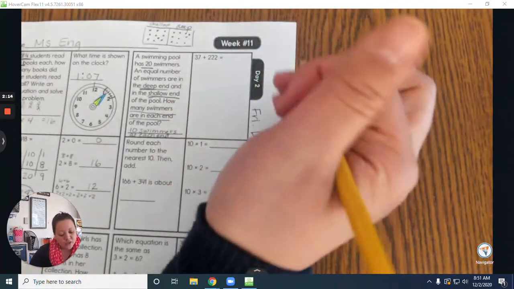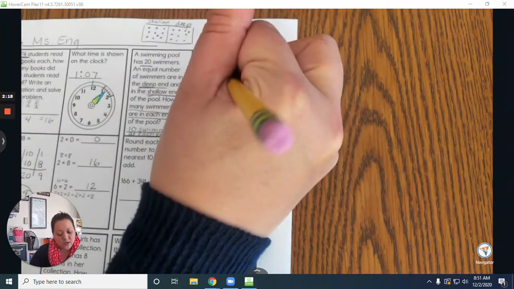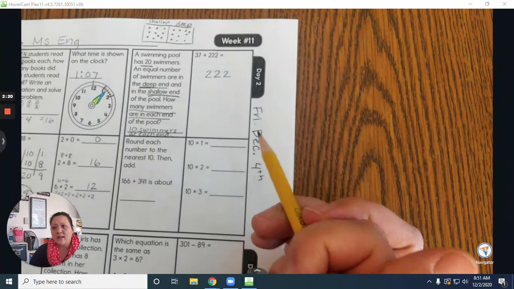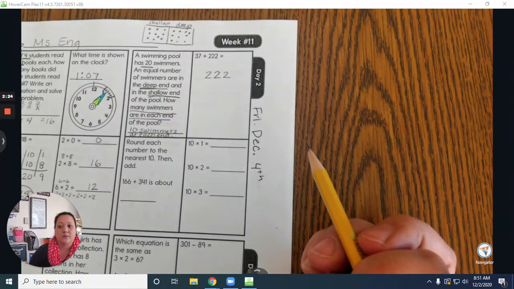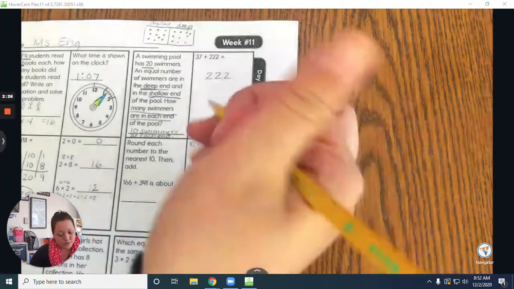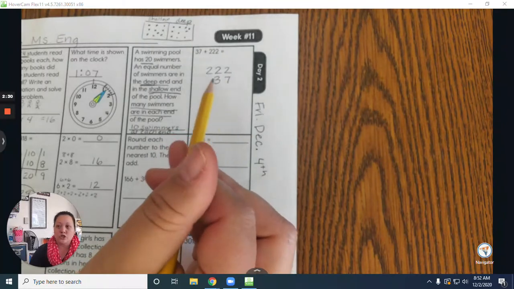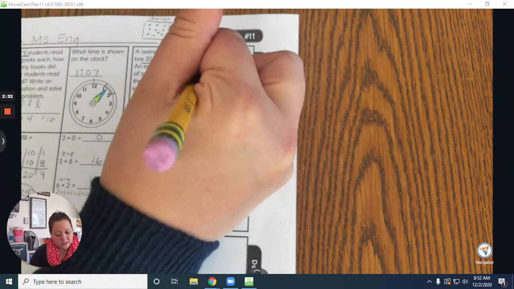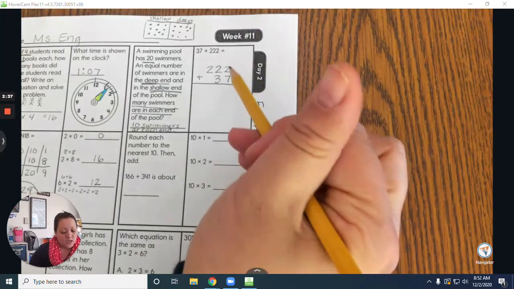Okay, 37 plus 222. Okay, I'm going to set this up in standard algorithm form. Because 222 plus 37 would be the same thing as 37 plus 222, I tend to like to have my larger numbers on top, but that's just me. You could have done this different. So I'm doing standard algorithm.